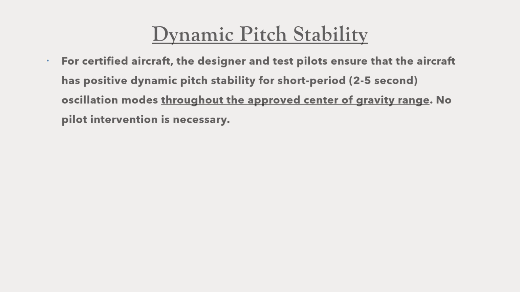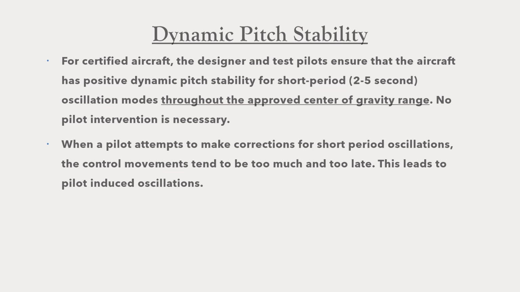The short period oscillation is something that is in the order of 2 to 5 seconds to oscillate with the nose up and down. And the certification criteria for airplanes is that the aircraft must have positive dynamic stability for this mode throughout the whole approved center of gravity range. So as long as you've got the center of gravity within the approved range, then the pilot doesn't need to do anything in order for this dynamic mode to settle down and everything go back to equilibrium.